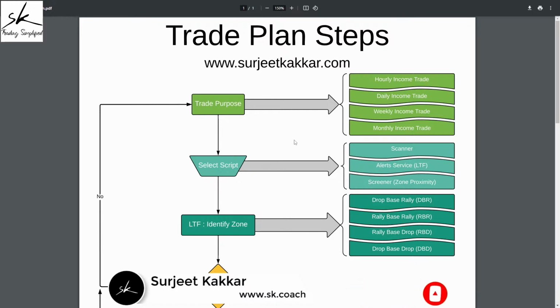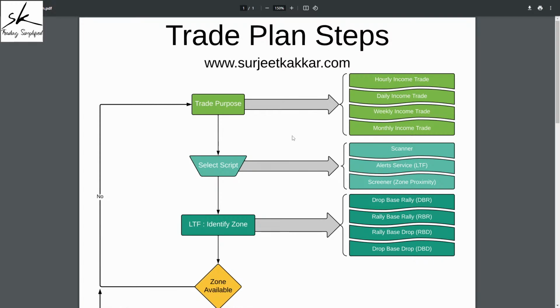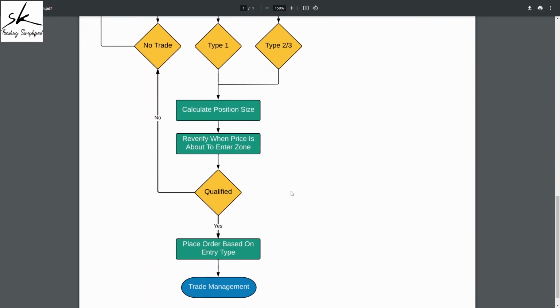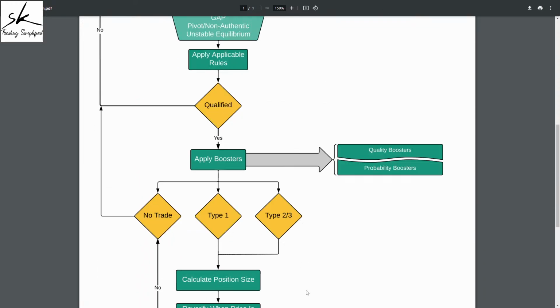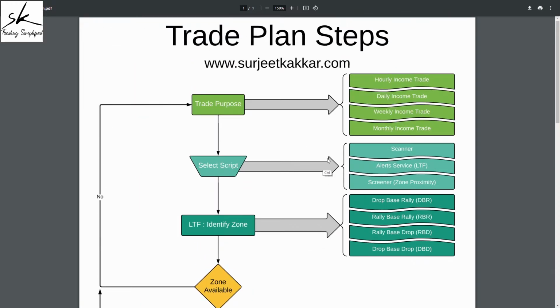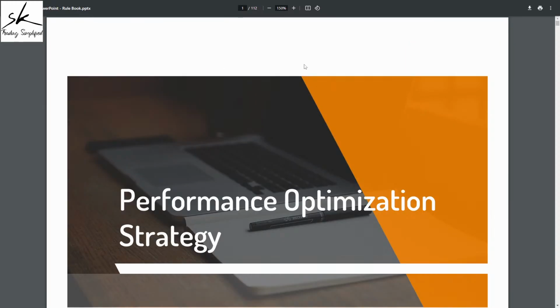So this trade plan is basically two documents. The first one is called your trade plan steps. You can call it the walkthrough or the flow chart, which guides us on what we need to do as a demand and supply trader step by step. Now, every step has its own elaborate rules, and those rules can be found in the rule book. Again, the links are available in the description.